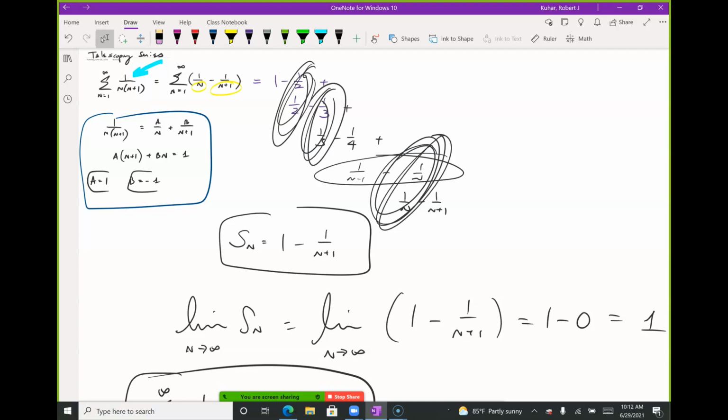I want to talk about this test for divergence, and then I'm going to do a power series. We've found a couple of ways to find if a series, when you're summing, converges: partial sums, geometric, that type of thing.